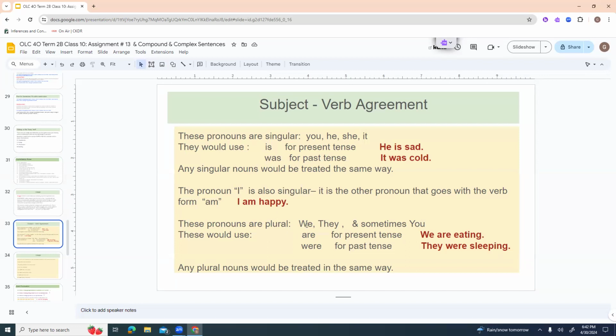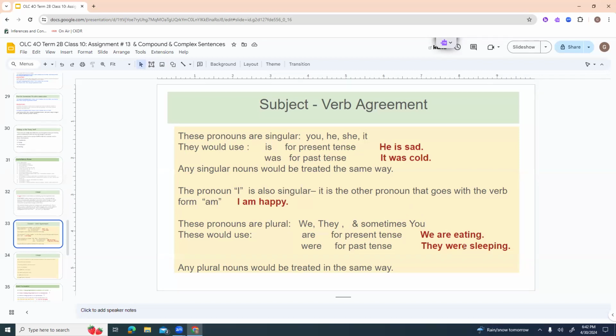And then these pronouns are plural: we, they, and sometimes you. You can be singular or plural. And we would use are for present tense. We are sleeping. Or were for past tense. They were sleeping. Now, I can't say they was sleeping.